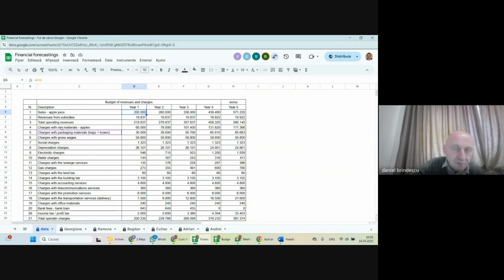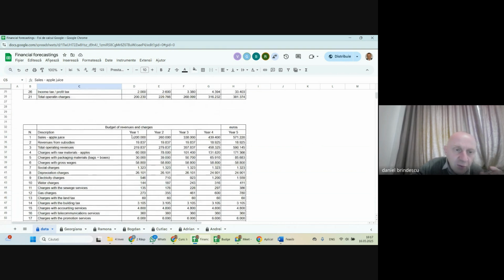So now the question is, can I put the equal sign between the revenues and the cash inflows from the operating activity? In my case, I'm selling apple juice, and I have already estimated the revenues from selling apple juice for the first year to 200,000 euros.